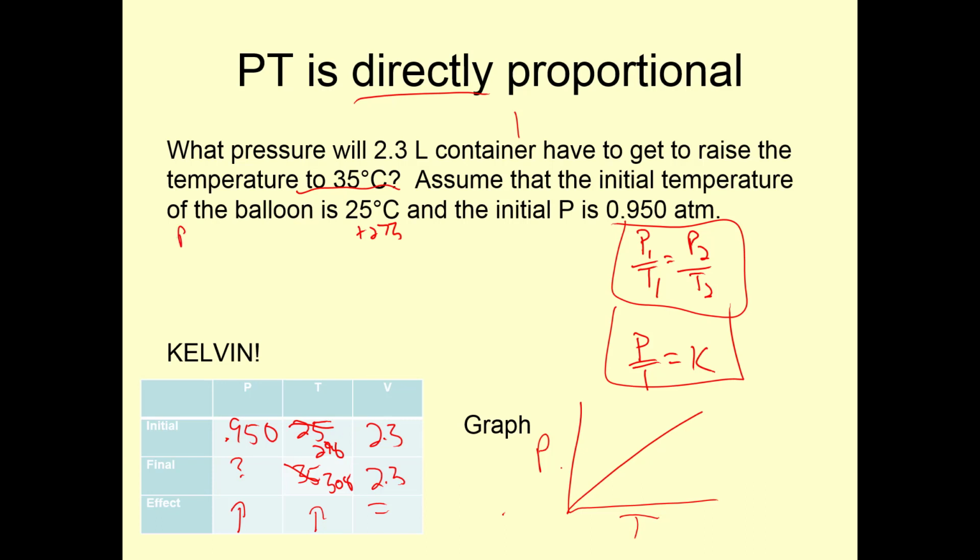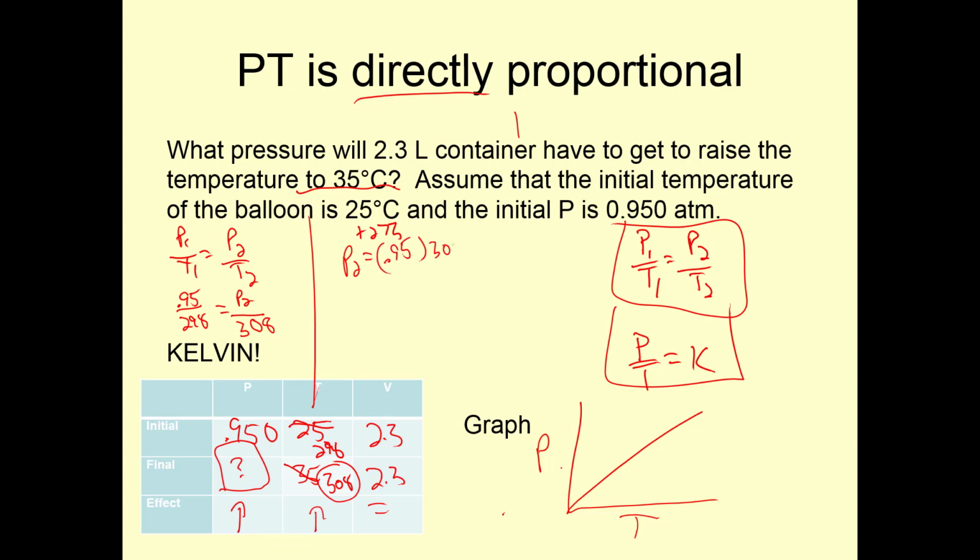Pressure 1, so P1 over T1 equals P2 over T2. P1, 0.95, over T1, 298, equals P2, that's what I'm looking for, over T2, 308. Okay, so P2 equals 0.95, I'm cross multiplying here, times 308 over 298.